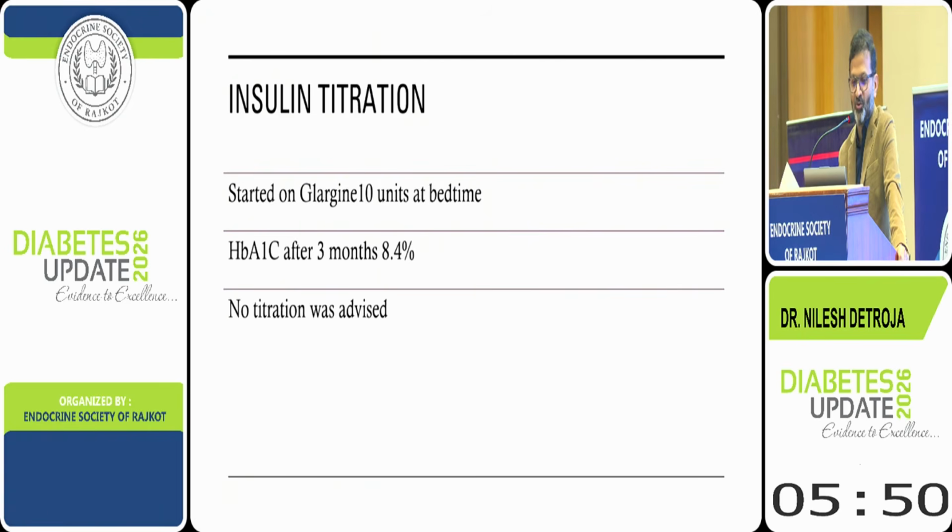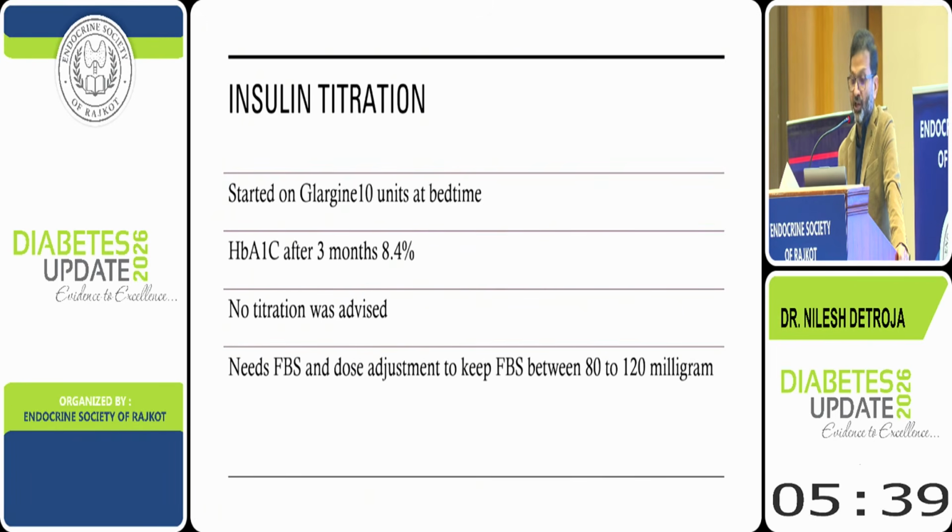Monitoring. There was no titration advice, there was no monitoring advice. The patient was just given the prescription of Glargine 10 units and asked to come for follow-up, 8.4. So we need to tell them: check blood sugar at home with a glucometer and decide according to your fasting blood sugar. Every week check your blood sugar, and go on increasing the dose if you are out of target. Your target is between 80 to 120.